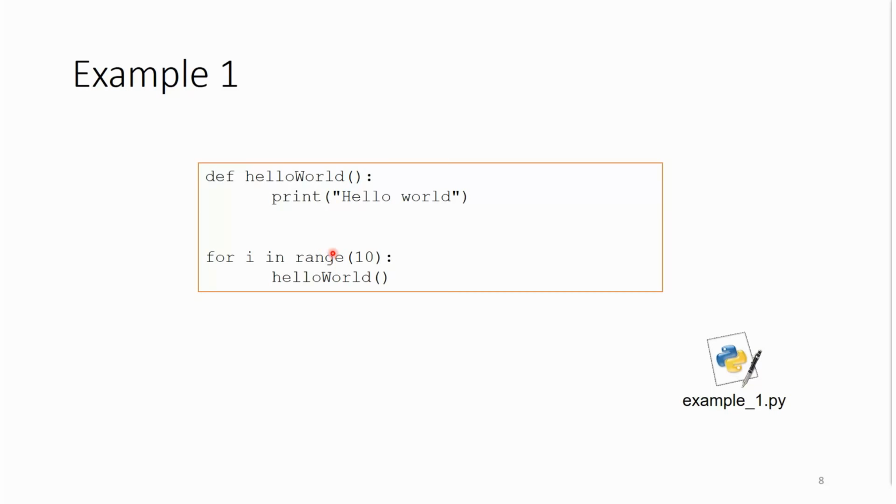This range is a built-in function that returns the 10 numbers from 0 to 9, and i is a loop variable that loops over these numbers. So this loop will run 10 times, and then we'll call the hello world function 10 times. So what we expect is hello world in our console 10 times. So let's see what happens now.